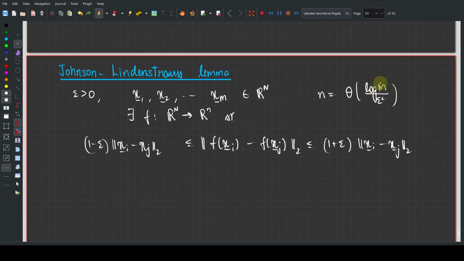So if, for example, I have an exponential in n number of points m, suppose that m is equal to 2 to the n, then I don't really get much savings here, right? But as long as, let's say, m is at least polynomial in n, this quantity turns out to be much, much smaller than capital N.